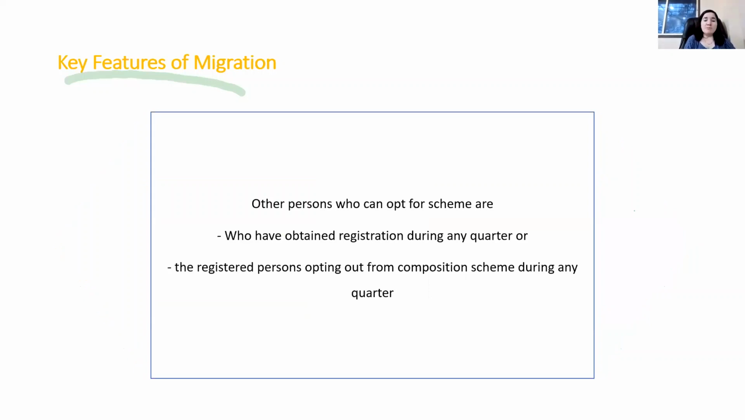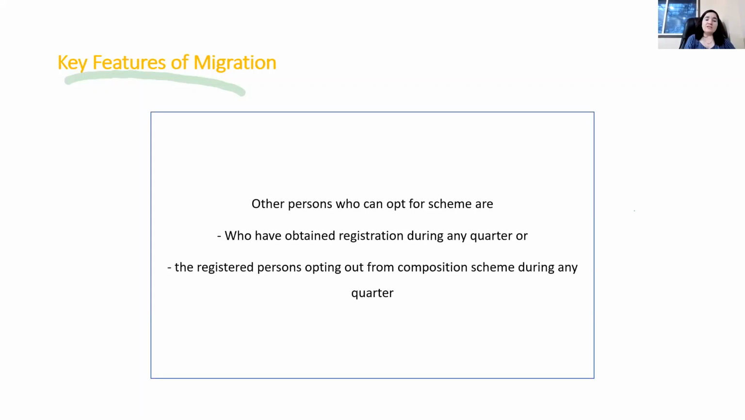Now, other persons who can opt for the scheme. The person who obtained registration during any quarter, that means if the person has registered in this year, so such a person having no turnover for the last financial year, and whose turnover for this financial year up to January is below 5 crore, and who also knows that the turnover up to March is not going to exceed 5 crore, can opt for this scheme.